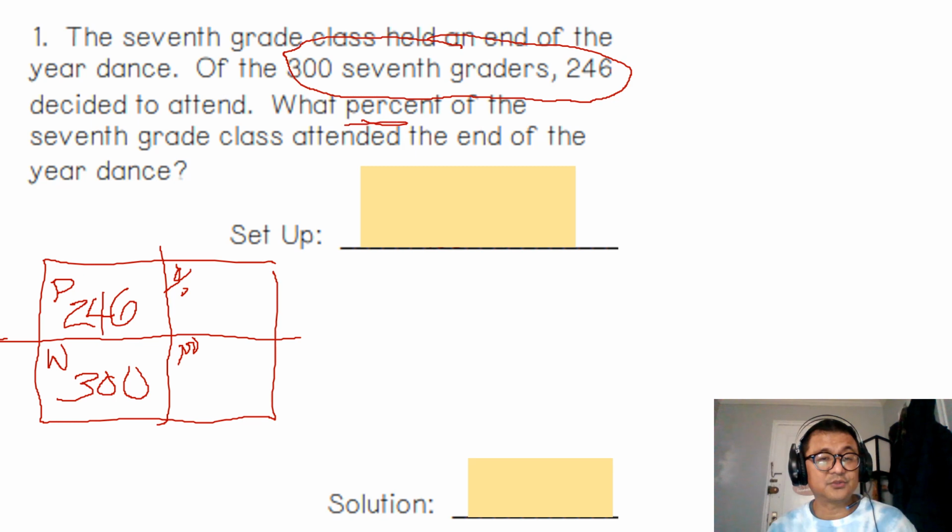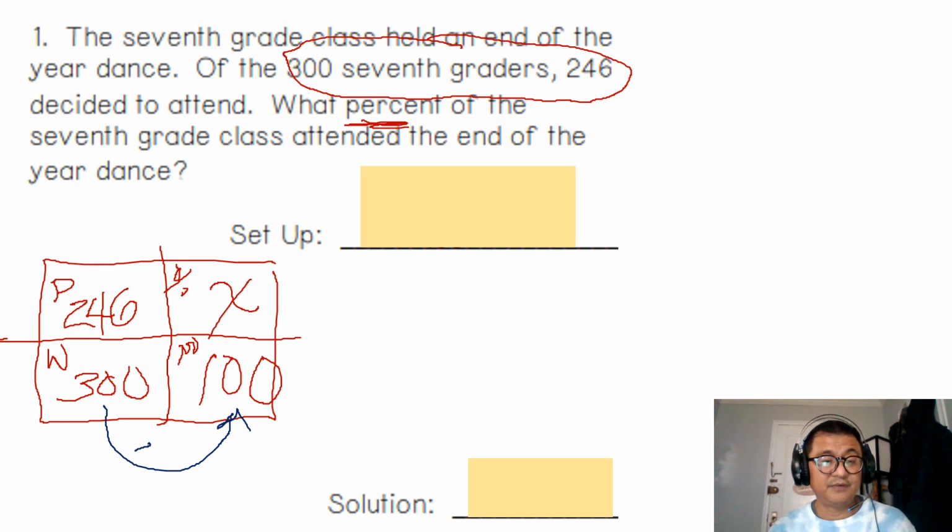What percent? So what is missing? That's the X, and it's always over what? To make it percent, it's always over 100. Okay, from here you can see a pattern. What pattern do you see? 300 became 100. Did it times a number or divide by a number? It got smaller, so divided by 3. If the pattern below is divided by 3, what will I do on top? I will also divide by 3.